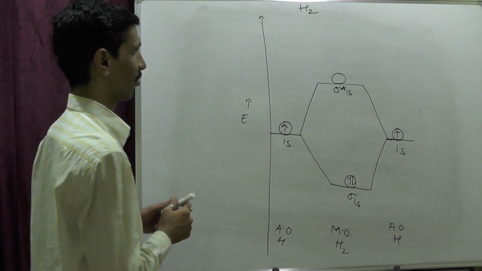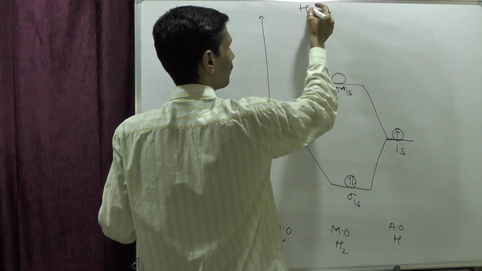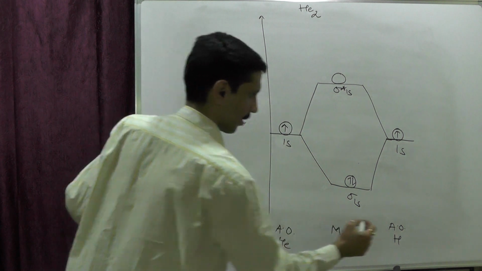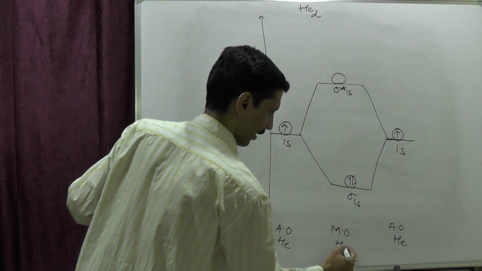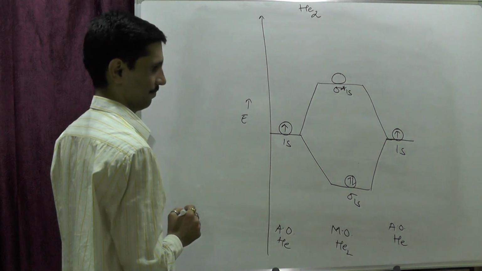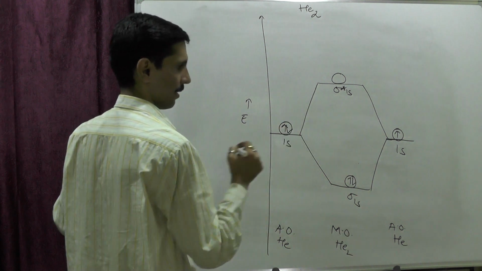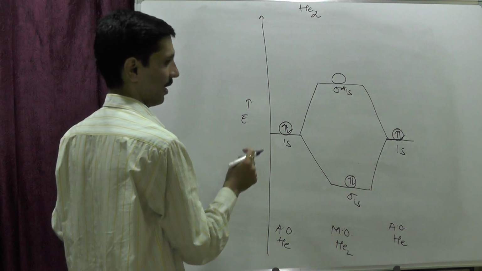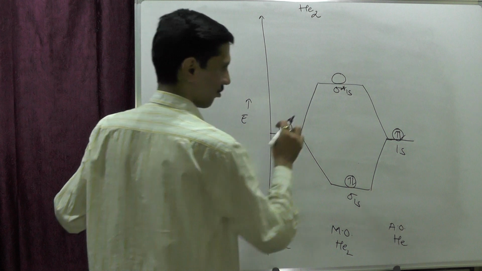Alright, so we now go into the next one, and that is helium molecule. It's very simple. Atomic orbital of helium on one side, atomic orbital of helium on the other side, and molecular orbital of He2 at the center. Next, in 1s there will be a pairing taking place. It's 1s2, the electronic configuration of helium. So in total there are 4 electrons.